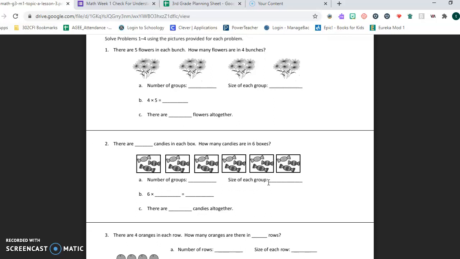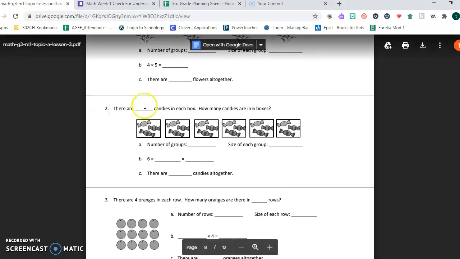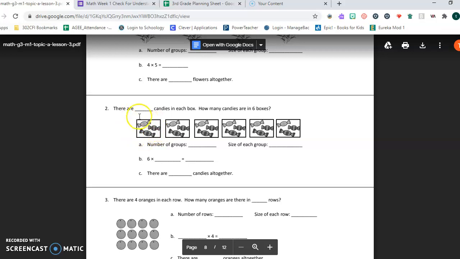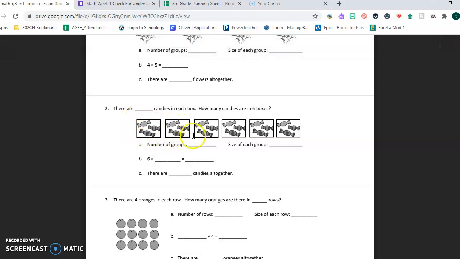All right, so again, we've got another groups problem. There are blank candies in each box. How many candies are in 6 boxes? Okay, so the number of groups is the number of times we've got a collection of candies. You'll count those up and you'll put it on the line. And then the size of each group is how many items are in each group.